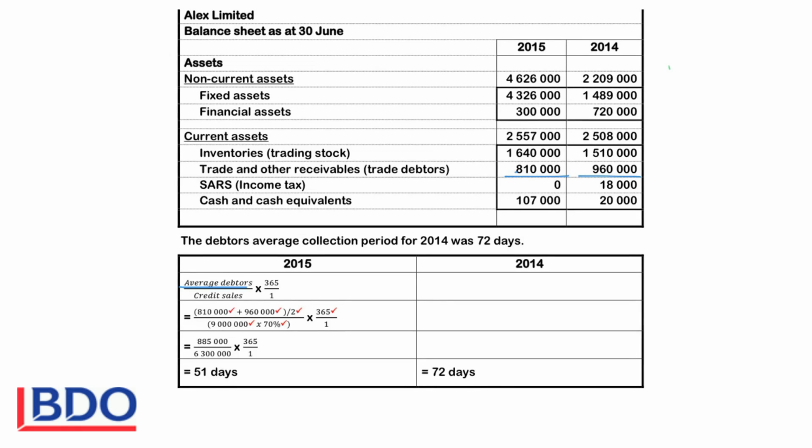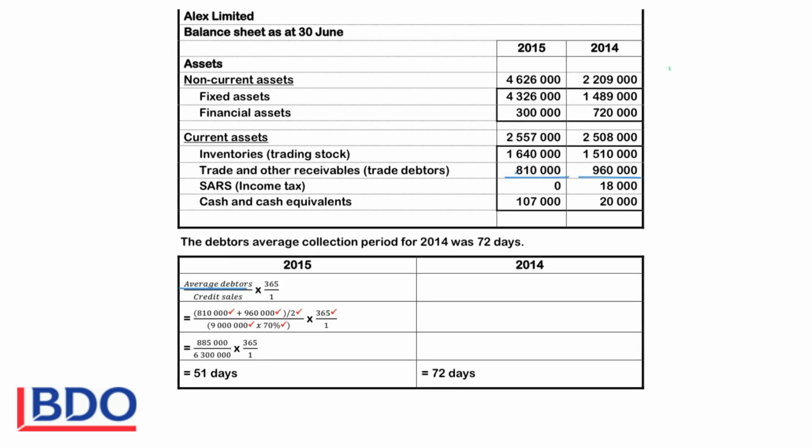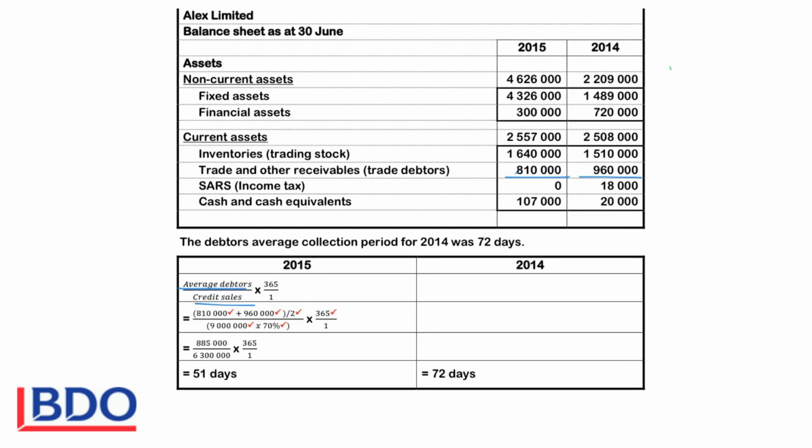This average debtors must be divided by the credit sales. And the credit sales must be calculated because they give us the total sales for 2015 as 9 million, but only 70% of the sales were on credit. So we can only work out 70% of this 9 million, and that will give us 6.3 million is the credit sales for the year. Then we multiply this with 365 to work out how many days it takes to pay.